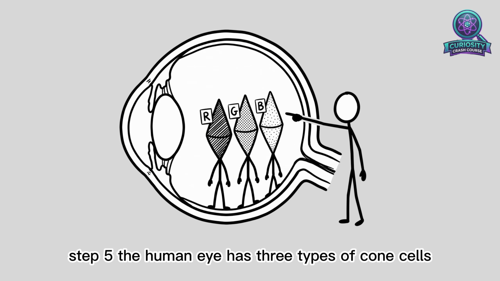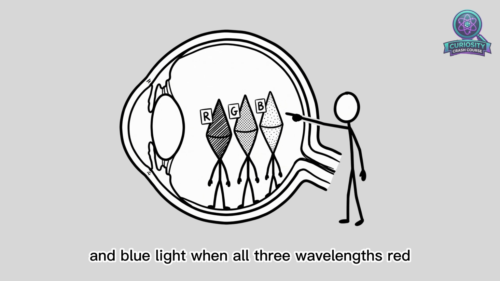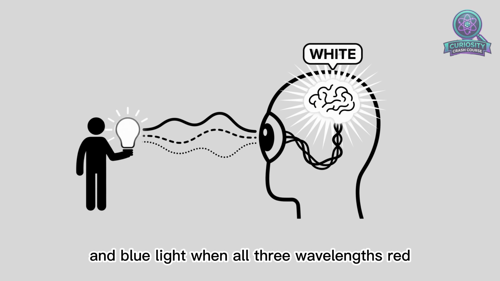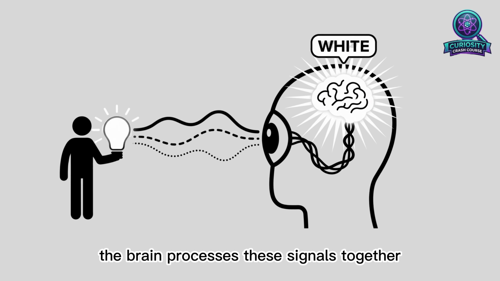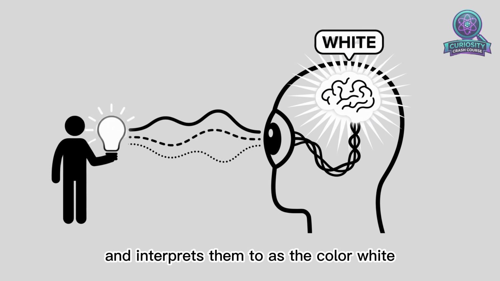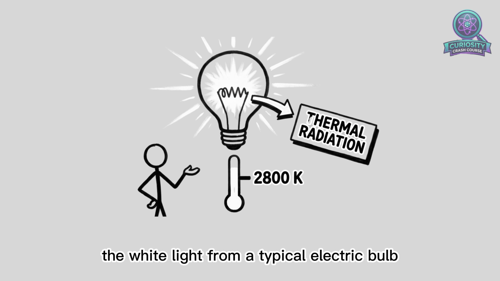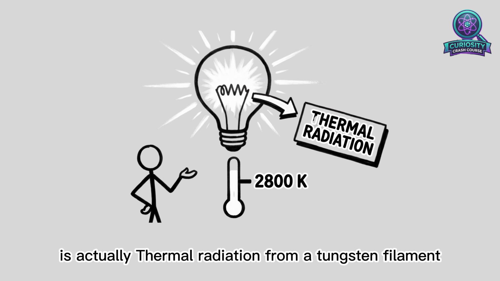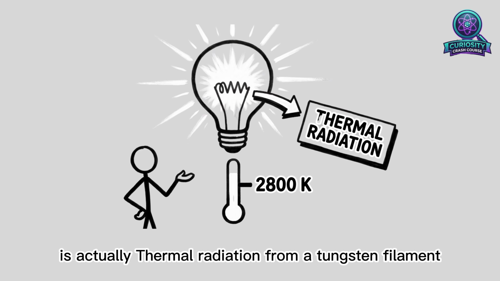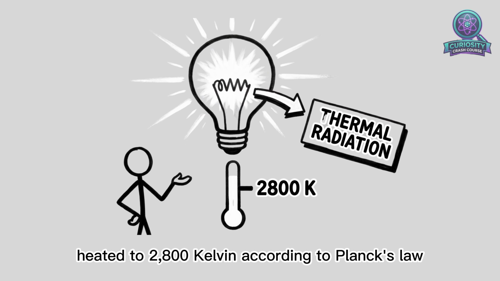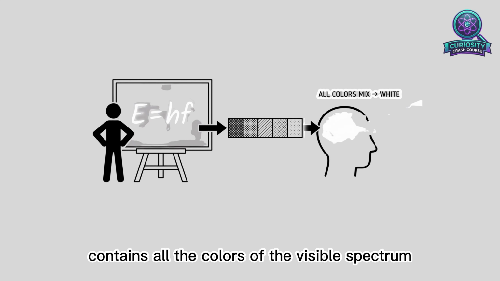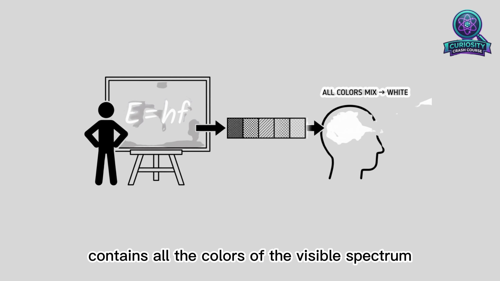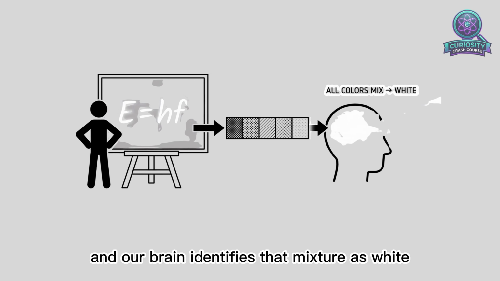Step 5. The human eye has 3 types of cone cells, sensitive to red, green, and blue light. When all 3 wavelengths, red, green, and blue, hit our retinas from a light bulb, the brain processes these signals together and interprets them as the color white. The white light from a typical electric bulb is actually thermal radiation from a tungsten filament heated to 2800 Kelvin. According to Planck's law, the radiation emitted at this temperature contains all the colors of the visible spectrum, and our brain identifies that mixture as white.